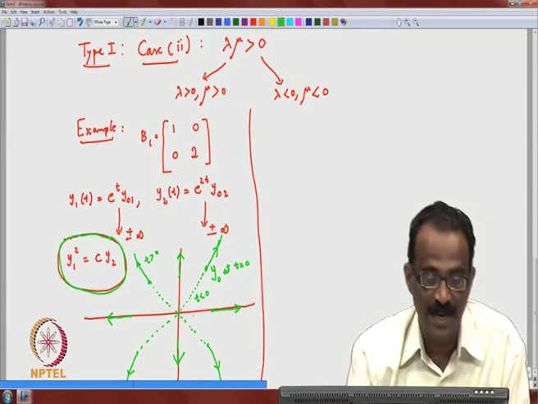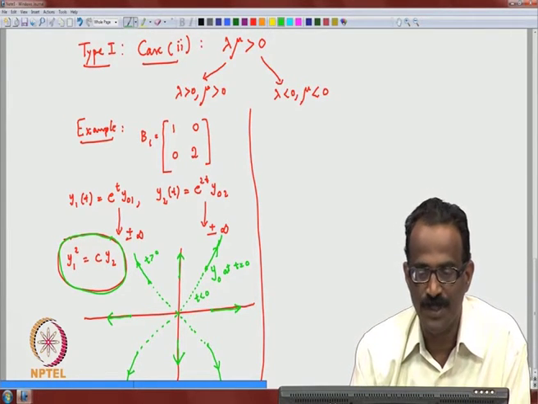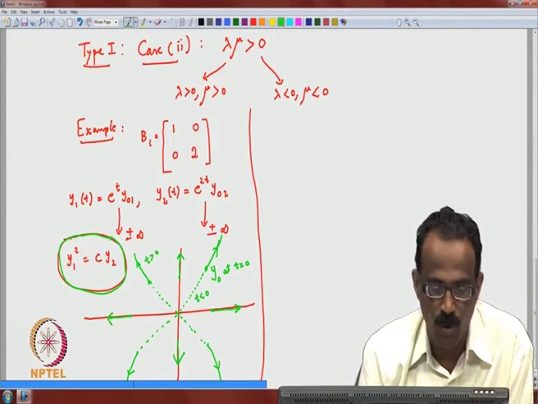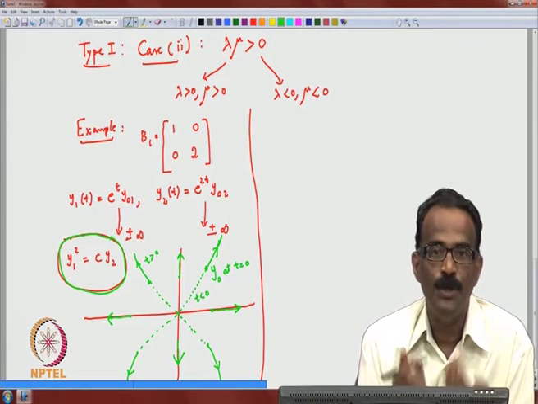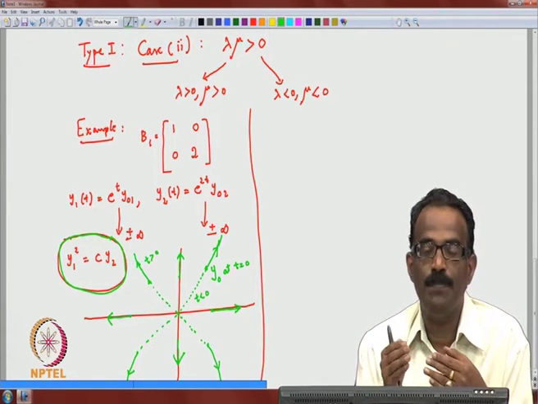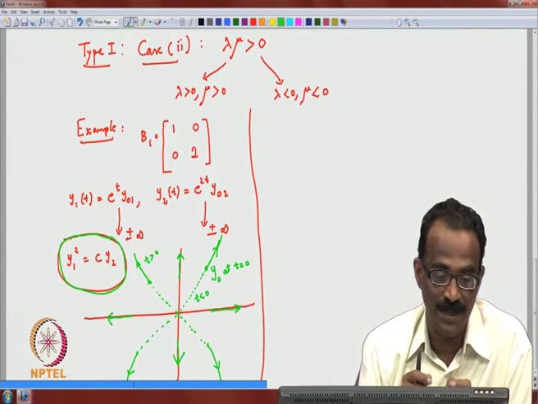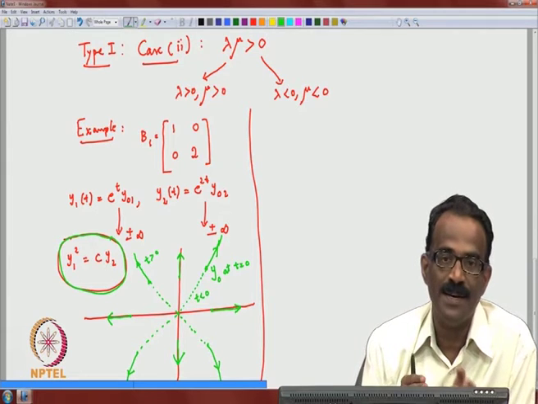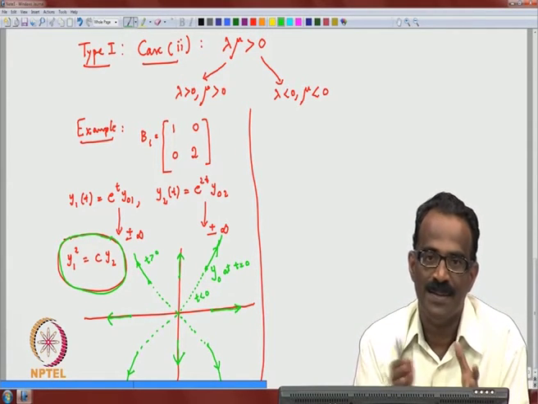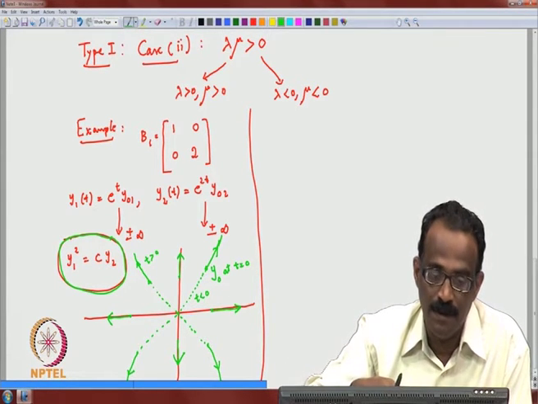What I am trying to say is that this is the same situation for any lambda, mu positive. The only thing is that instead of e power t, you will have y1 = e power lambda t y naught 1, and y2(t) will be e power mu t y naught 1. So, you may not get a relation y1 square equals c y2, but you get a relation like y1 power alpha equals c y2 power beta. The curves may change, but the behavior will be the same.